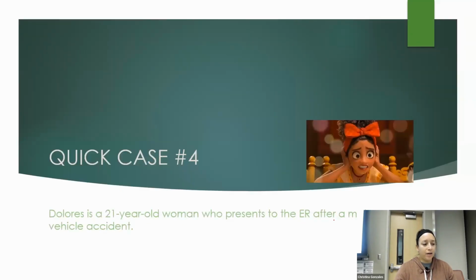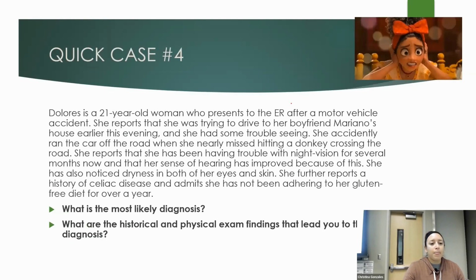We have a motor vehicle collision. This girl comes in after an accident. She said she was trying to drive in the evening time. She had trouble seeing, and she went off the road. She's been having trouble with night vision for several months, and her sense of hearing has improved because of this. She also noticed dryness in both of her eyes and her skin. And she has a history of celiac disease, but she has not been sticking to her gluten-free diet. So what did you think after reading this that she has?